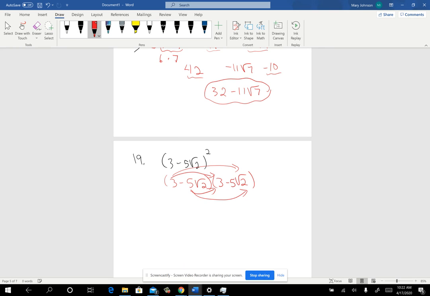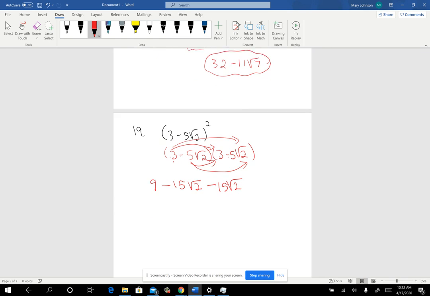So we're going to do 3 times 3, get 9. Then we're going to do a positive times a negative, which is negative. And then 3 times 5 square root of 2, this is an outside, this is an outside. So that would be minus 15. All right, then we're going to come back here and we're going to say, okay, here we have a negative times a positive, which is negative. 5 times 3, they're both outside, so they go together. And then you just have the square root of 2 on that.